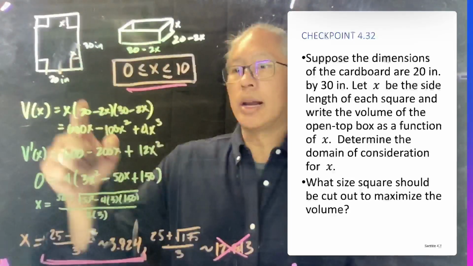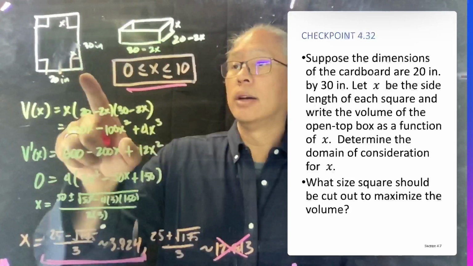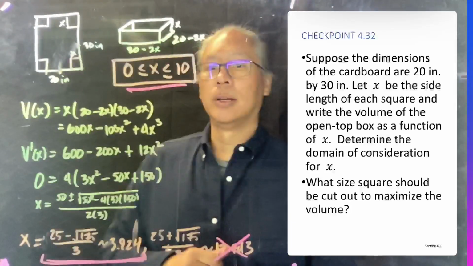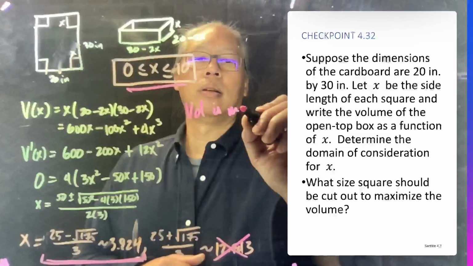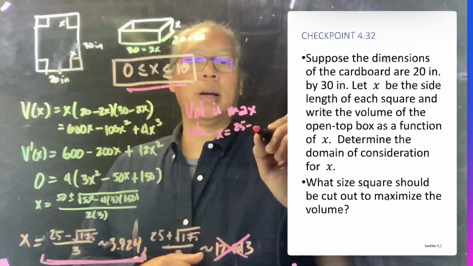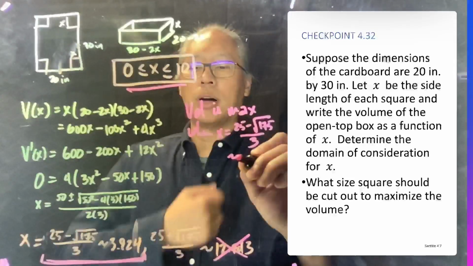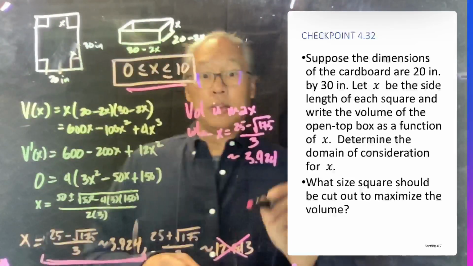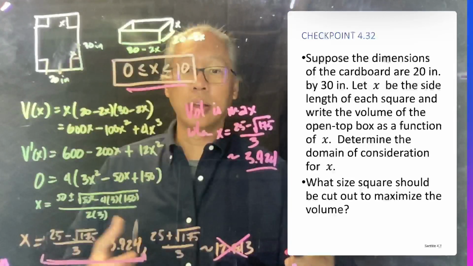So we would want to cut out an x value of about 3.924. Cut out that much square to maximize the volume. So volume is maximized when x is equal to 25 minus root 175 over 3, or approximately 3.924.